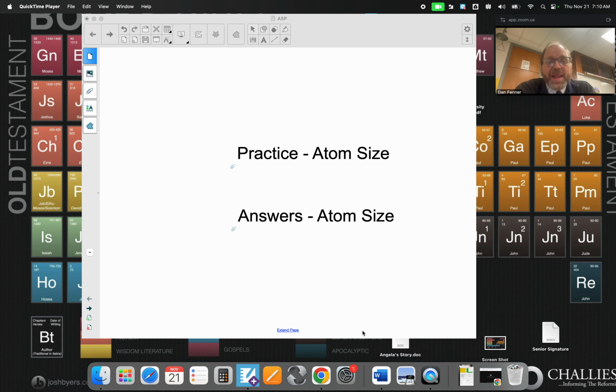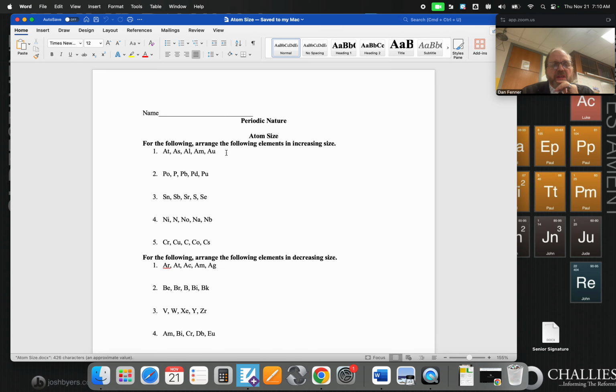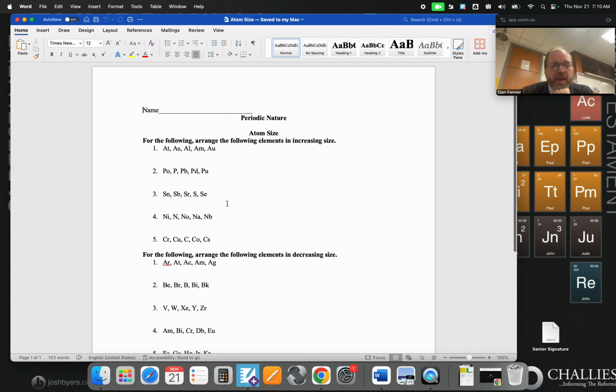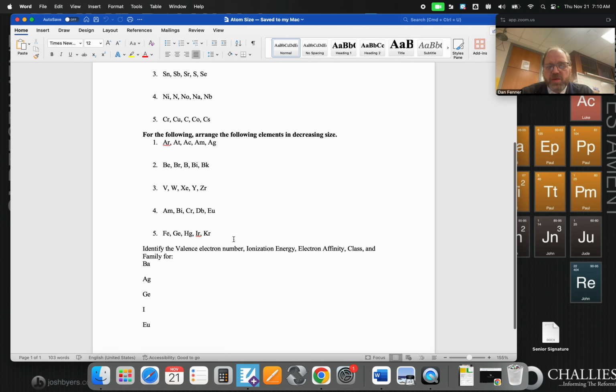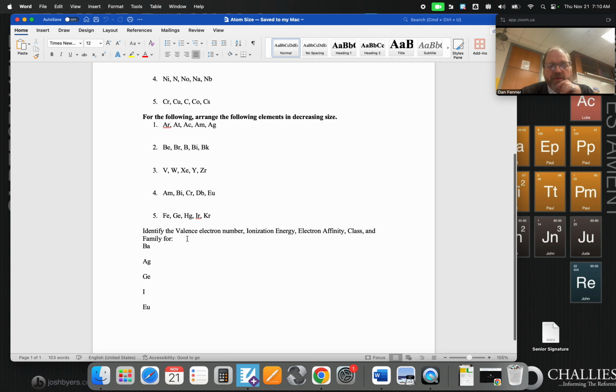We'll look at atom size practice today. So here is the practice I have for atom size. We're going to do these 5 in increasing order. Copy those down. And then we're going to do these 5 in decreasing order. And then I do have a quick review on valence electrons, ionization energy, electron affinity, class, and family for those 5 elements. The answers will be there. If you're not sure, go back and review.